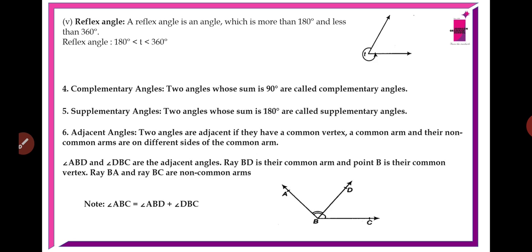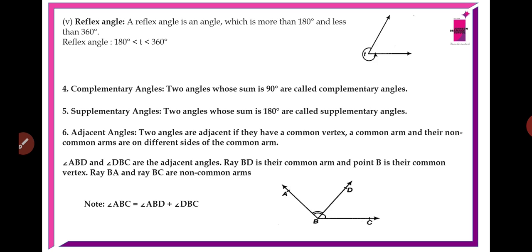Now here we are going to discuss adjacent angles. Which angles are said to be adjacent? Two angles are adjacent if they have a common vertex, a common arm, and their non-common arms are on different sides of the common arm. In this example, angle ABD and angle DBC are adjacent angles, as ray BD is their common arm and point B is their common vertex. Ray BA and ray BC are non-common arms which lie on either side of BD.